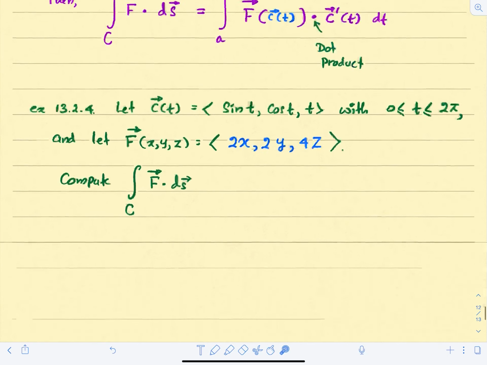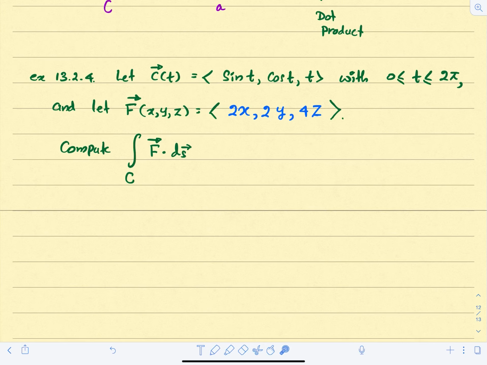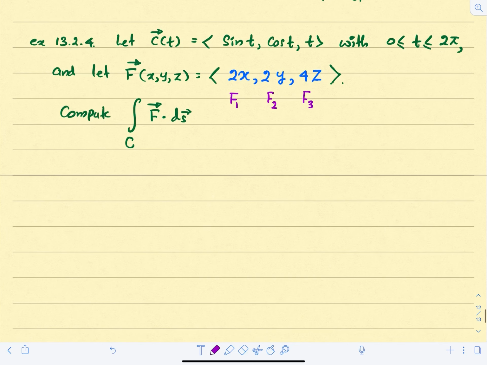Let's consider this example. So here our curve c of t equals sine of t comma cosine t comma t, and t goes from 0 to 2 pi. Our vector valued function f equals 2x comma 2y comma 4z. So the first component of the vector field is f1, which is 2x. The second component equals 2y, and the third component equals 4z, and we want to calculate this line integral.